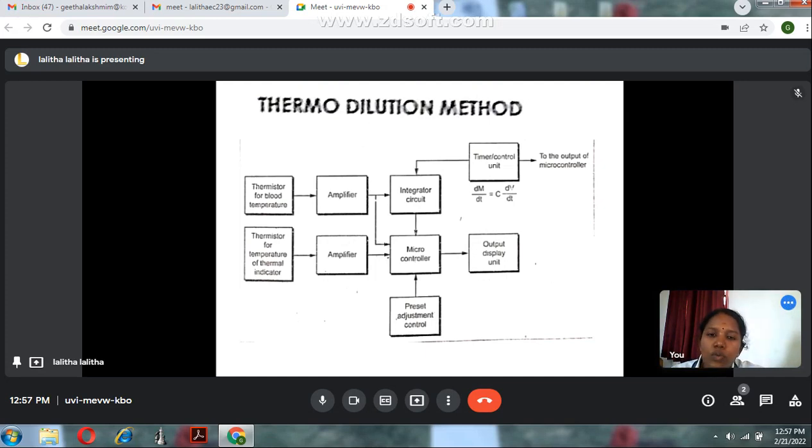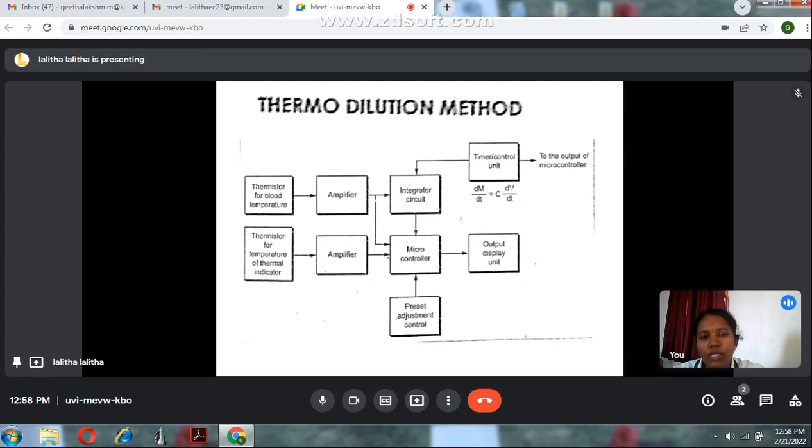Here the two amplifiers in these blocks consist of a thermistor for blood temperature and a thermal indicator. The first amplifier output is connected to the indicator circuit, that is the integrated circuit. The integrated circuit is used to integrate the amplified signal, and it also receives input from the control unit. The output of the microcontroller is the control unit, and then the microcontroller produces the output to the display unit.